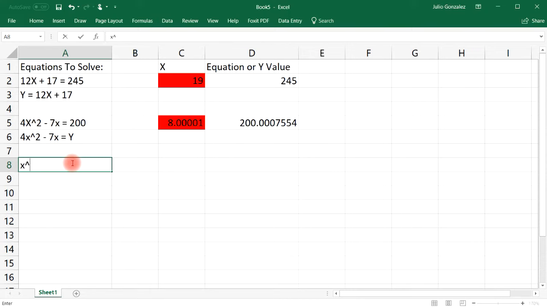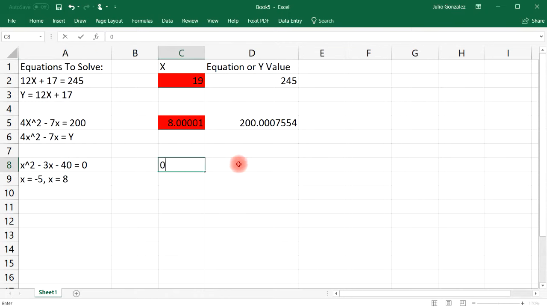So let's say the equation is x squared minus 3x minus 40 equals 0. Now I'm going to give you the 2 answers. The 2 answers are x is equal to negative 5 and x is equal to 8. The question is, how can we use goal seek to get both answers?